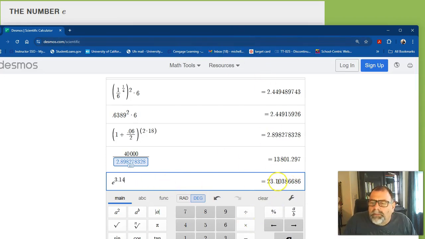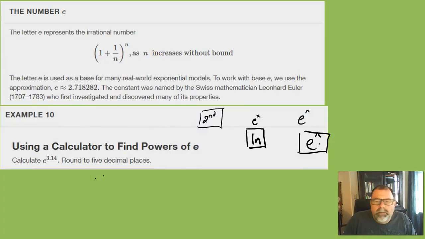So they wanted 5 places. 23.10386, and then round it, so that 6 would make it 7. Alright, so e to the 3.14 will be 23.1038. Okay, that's 1, 2, 3, 4. So this is the place I want to round to, so I have to look at the next place. It was 6, so this will round up to 7. So 23.10387.